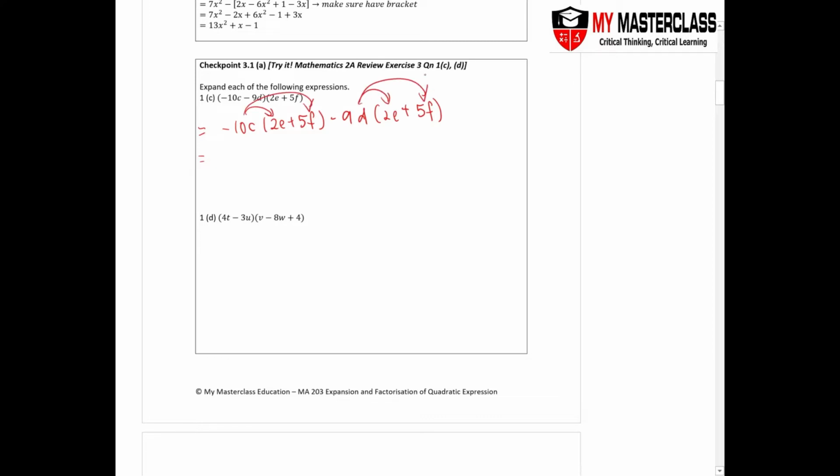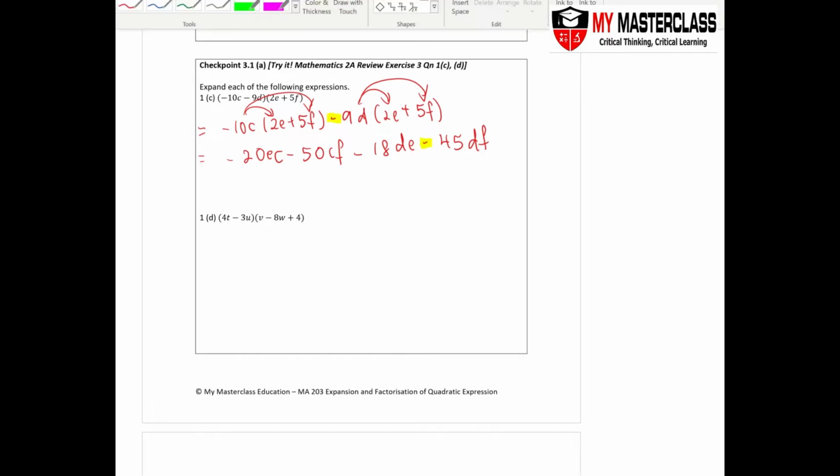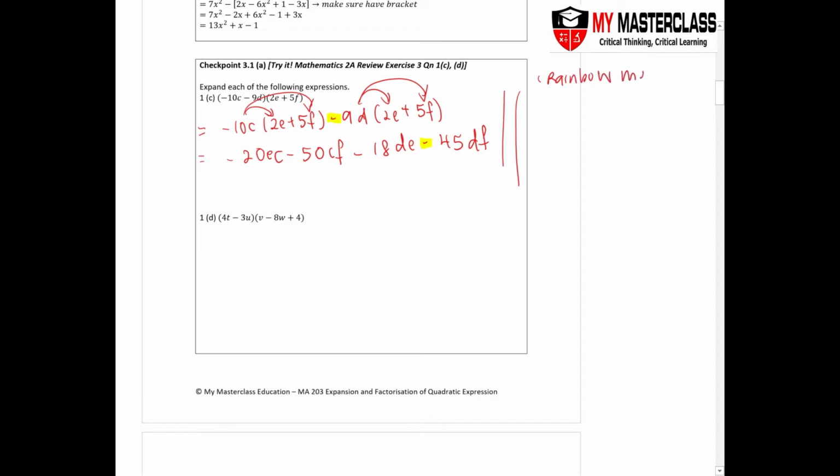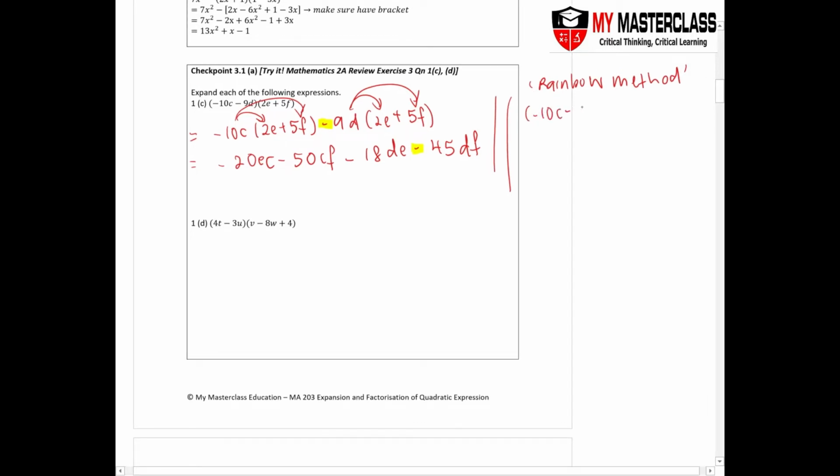Once expanded, you should have 20ec minus 50cf minus 18de minus 45df. Now, notice what I did? Outside the bracket there's a negative, so that's why I changed my sign here. For students who want to go a little bit faster, you can do what we call the rainbow method. With the rainbow method, you can directly multiply inwards. Meaning I take negative 10c minus 9d, and 2e plus 5f. Let me use the blue color to show you what I'm doing for my rainbow: 1, 2, 3, 4.